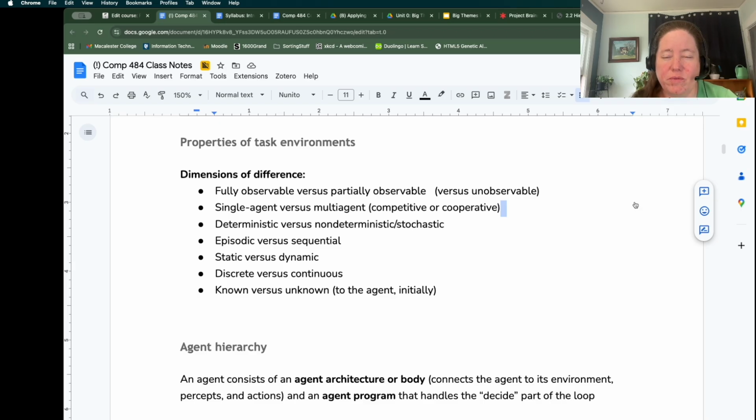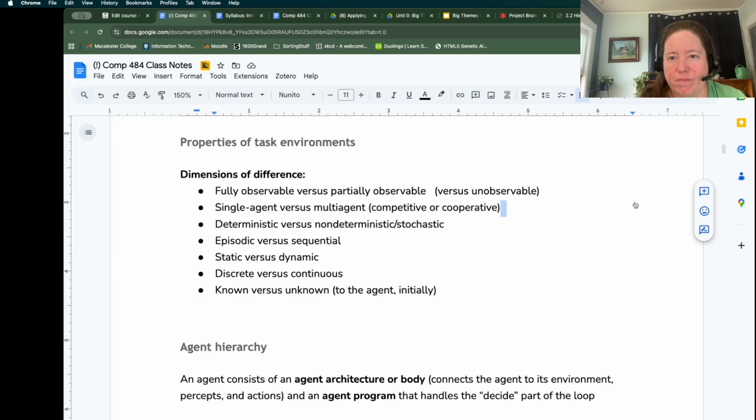Discrete versus continuous is another dimension. A chessboard is discrete. There are fixed positions, and we know exactly how many there are. We can have a simulated robot that lives in a grid world where it moves from one grid square to another, and it doesn't have to deal with any other sorts of positions, versus a robot in the real world that's in a dynamic environment. Everything, and it's a continuous environment. So it can be at theoretically any position in that environment, not just discrete ones.